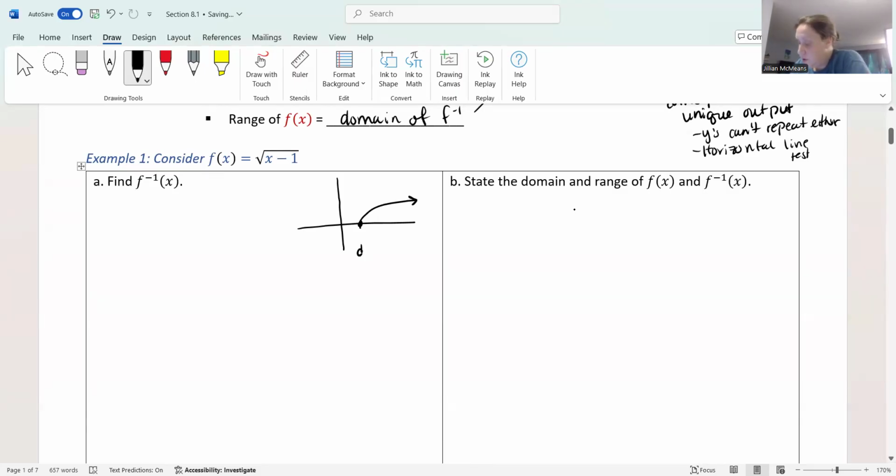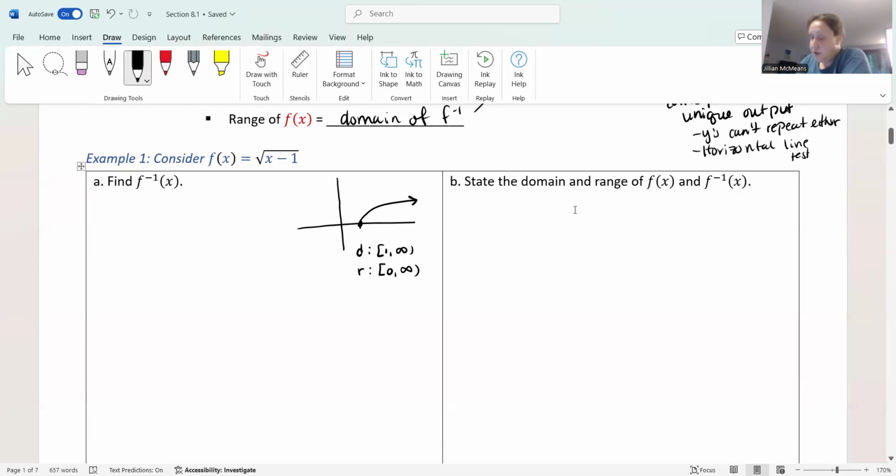So we could say the domain of this, well, it would be from 1 to infinity. And we can say the range of this would be from 0 to infinity. So kind of tuck that off to the side and keep it in mind. Okay? Now, the first thing we're asked to do is find the inverse of f. So we're told to find f inverse of x.